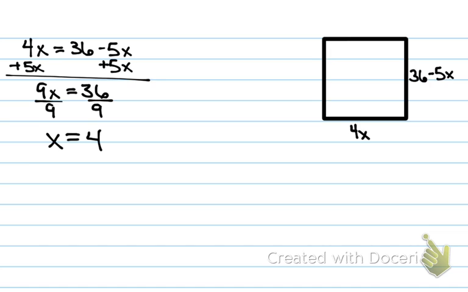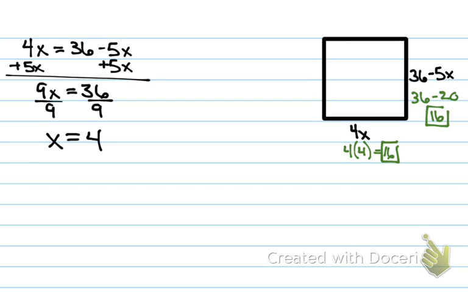What do I do with this number, Lexi? Put it in where x is? Yes. Plug it back into the side value to find the true side value. So 4 times 4 is what? 16. We can even test it on the other one. 36 minus what's 5 times 4? 20. Guess what? Also 16.